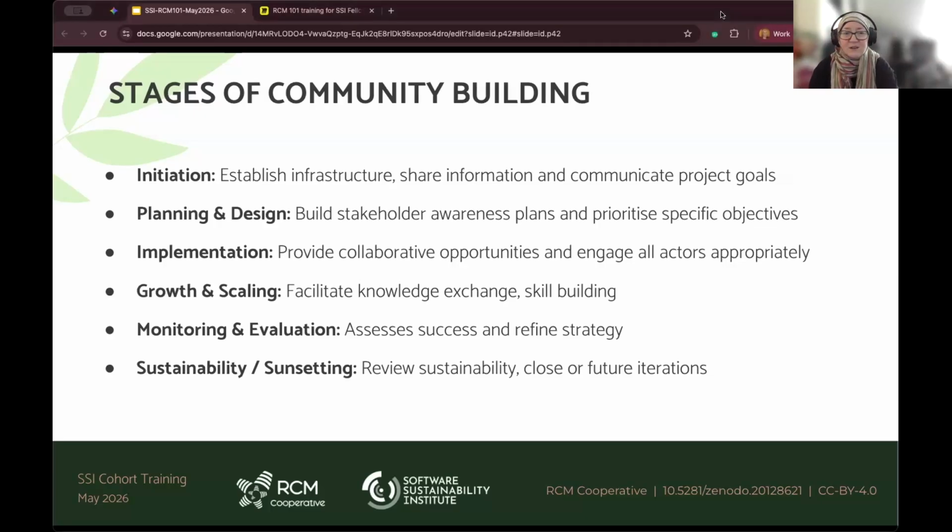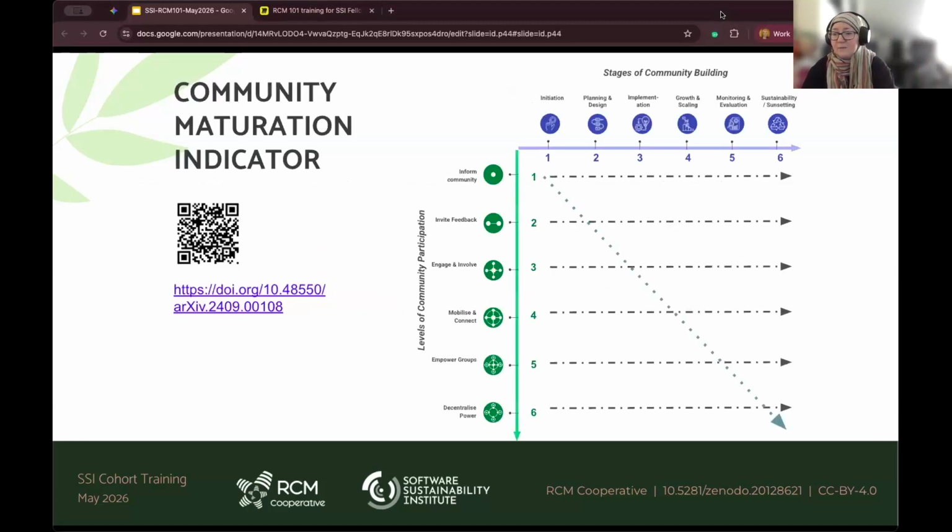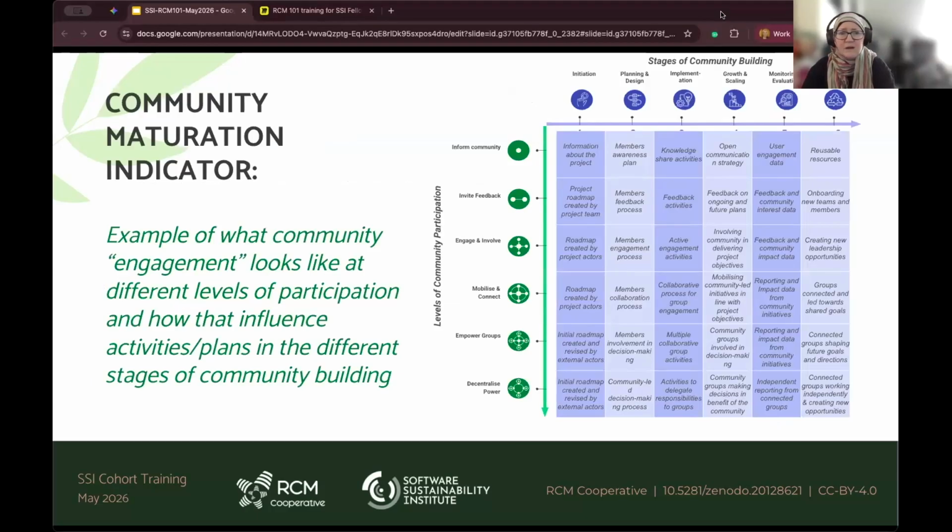Right, next one, I think, Cass. So our community maturation indicator has these two axes: the level of participation and also the stages of community building. If you go to the next slide, Cass, we've got this one, which has some examples.